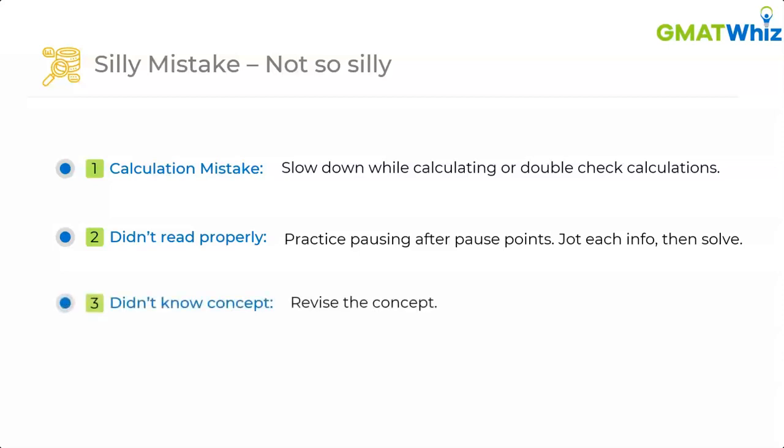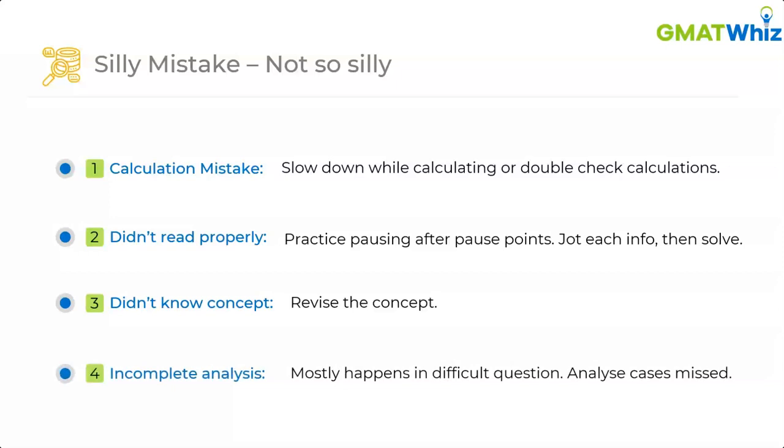The third kind of silly mistake is maybe you did not know the concept, and you might come up and say, "I did not know the concept, I made a silly mistake." That's wrong. If you did not know the concept and because of that you got a question incorrect, you need to revise the concept. Lastly, there is doing incomplete analysis.